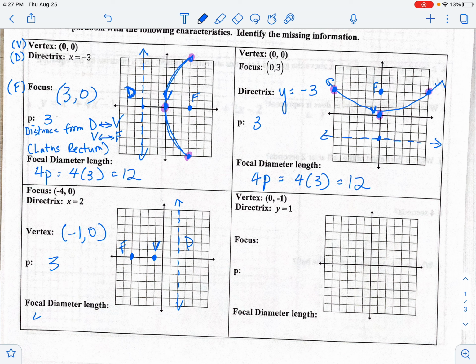So our focal diameter is still the same so far with 12. So along my focus, I'm going to go 6 up and 6 down so that I get a symmetrical parabola like that.